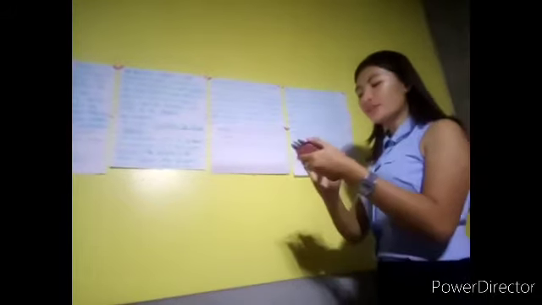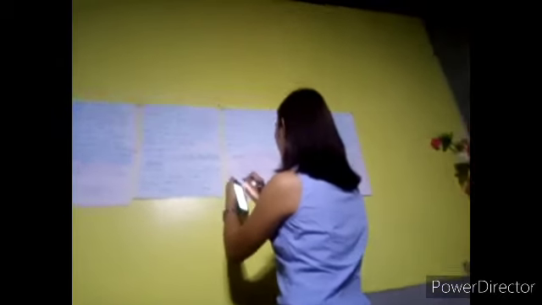So, here is the phrase. Weather permitting is an example of absolute phrase. I will repeat. Weather permitting is an example of absolute phrase. This is one of the examples of absolute phrase.